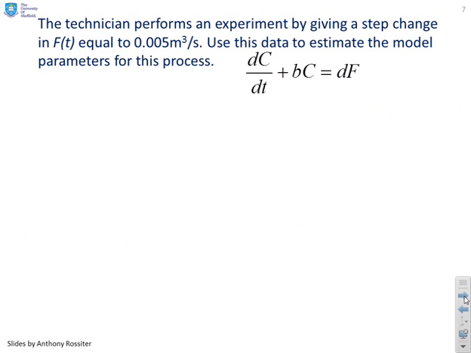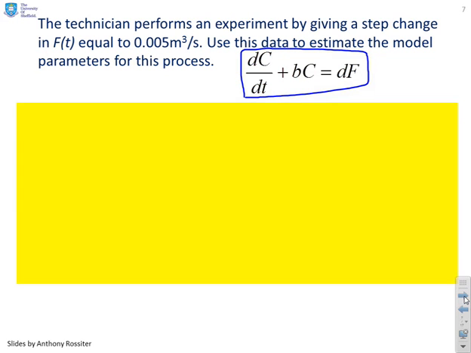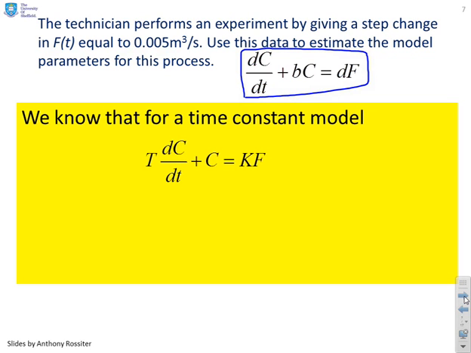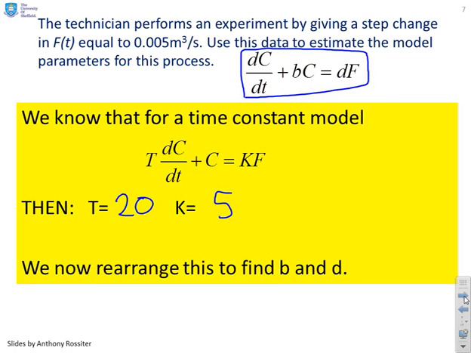So now you'll notice I've written the same question again where I started. I wanted this model here, which isn't what I've got, but let's have a look and see what we've actually got. What we said is we know that if we put the model in time constant form, then I can work out that t is 20 and k equals 5. So I can do that easily. All I need to do now is rearrange this model in order to find b and d.